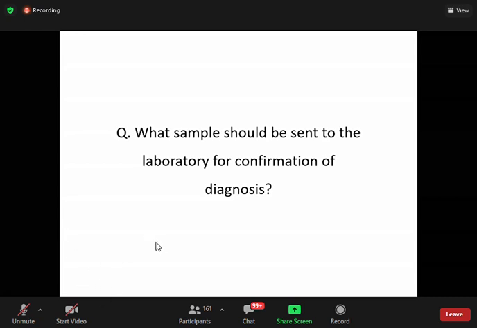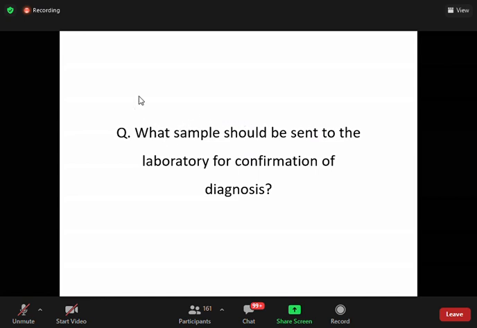What other sample can you send to the lab apart from the skin snip? Very good. In this case, what are you going to see? The adult worms. Very good. So that's the difference. The skin snip will show you the juvenile worms. The biopsy will show the adult worms.